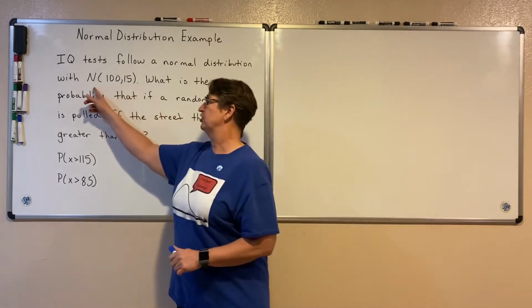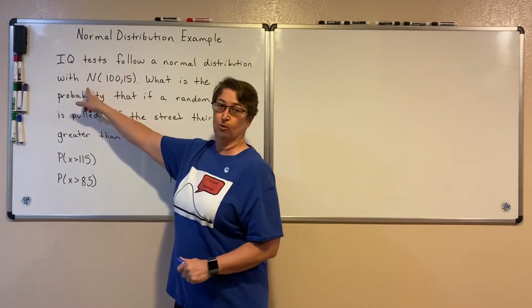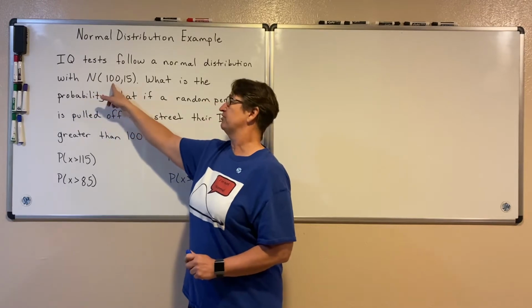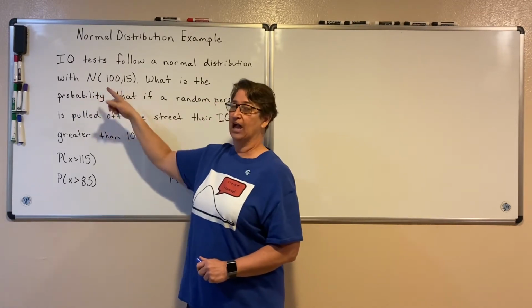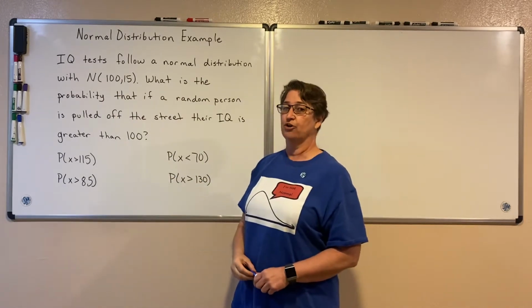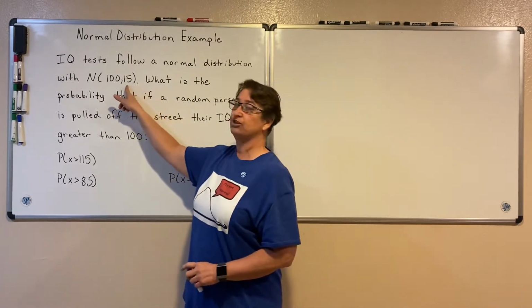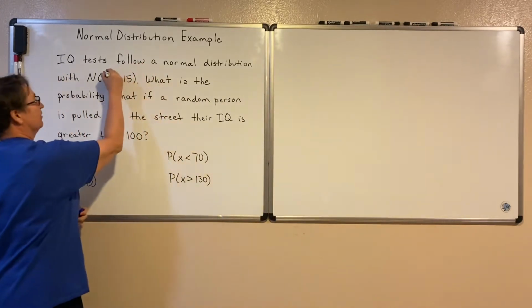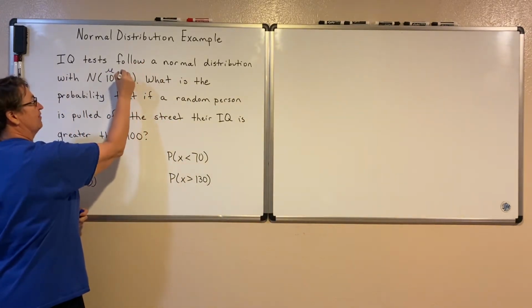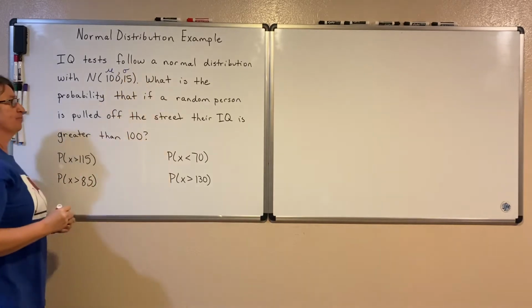Remember this notation, this means that it's a normal curve. This is the mean of my data. So the mean of an IQ test is 100 and the standard deviation is 15. So remember with our notation that we do our mean and then our standard deviation.